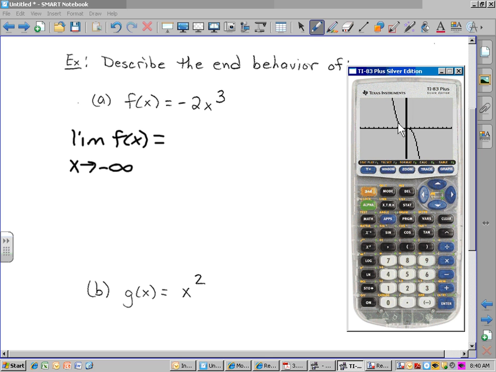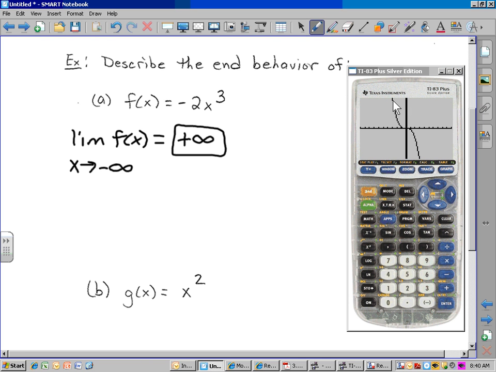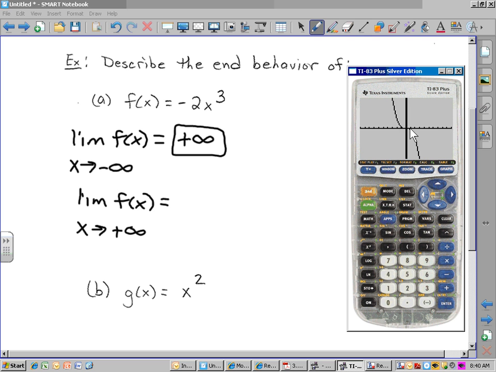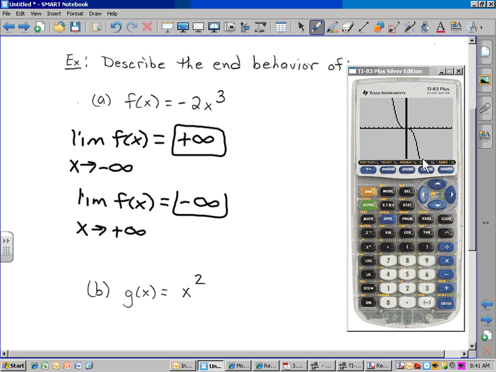So on the calculator, where's the graph going? If we start in the middle, we move to the left. Okay, the graph's going up to positive infinity. Follow my cursor on the calculator. As we move out to the right, where's the graph going? The graph is going down to negative infinity.